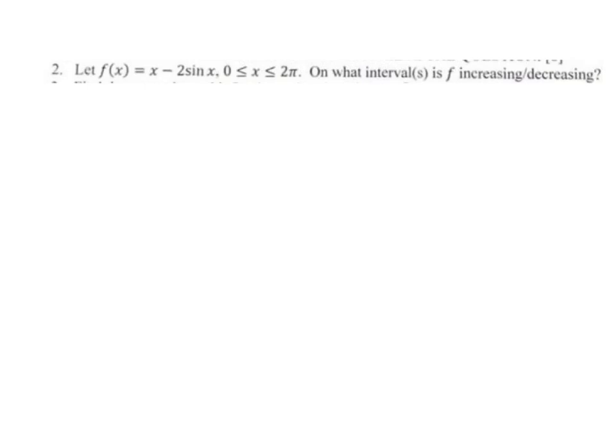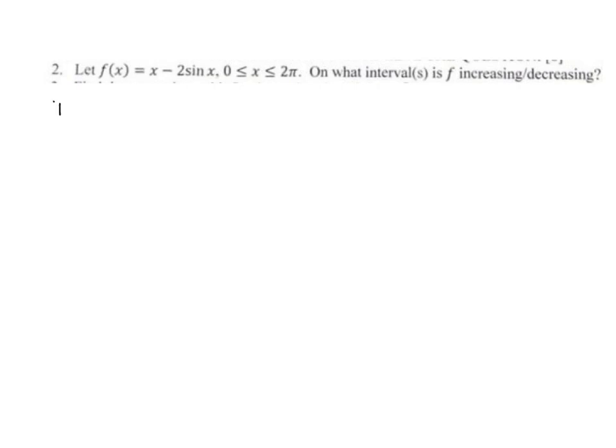For this problem, we have f of x is equal to x minus 2 times sine of x for the interval between 0 and 2 pi. We are looking for the intervals in which our function is increasing. So the first thing we need to do is to come up with a plan.